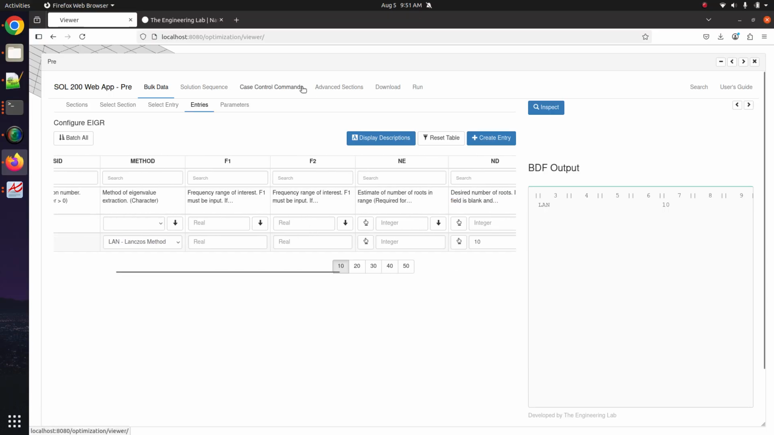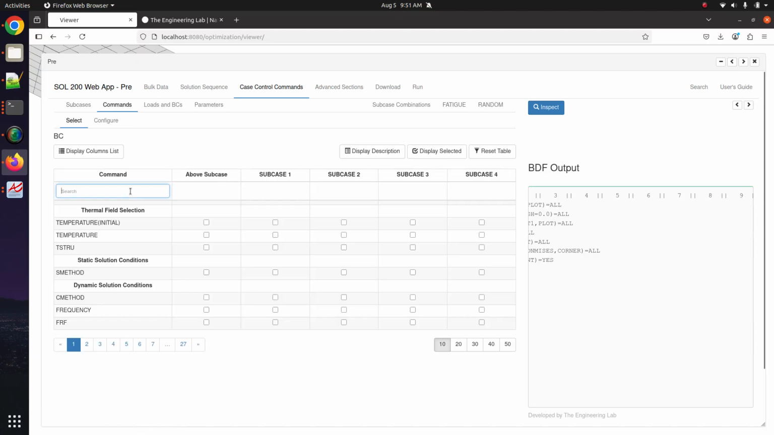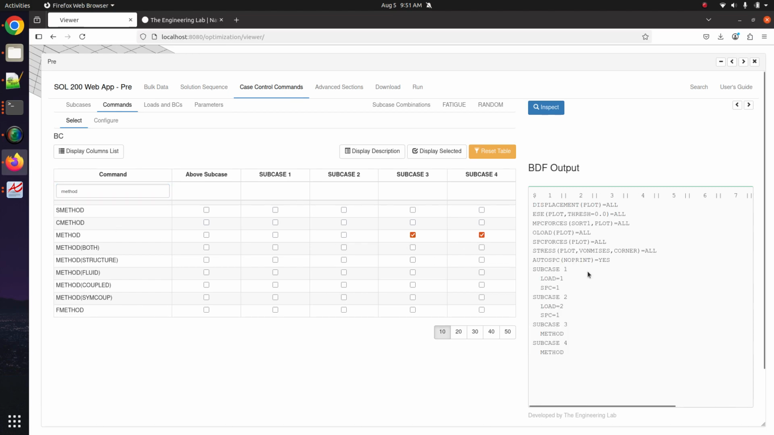Okay, now we have to go back to the case control section. Let's go to the command section and look for method. Method is going to be a pointer. We're going to turn it on for subcases 3 and 4. So you notice here at the bottom right, let's take a step back. So here we have subcases 3 and 4. And then when we turn on the method command, now we have method listed there. Let's go to configure.